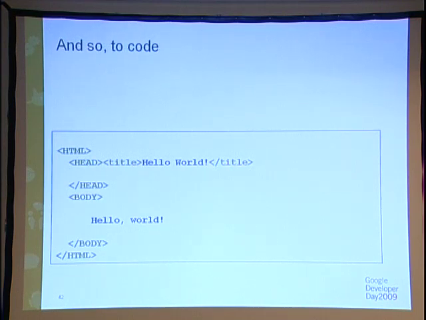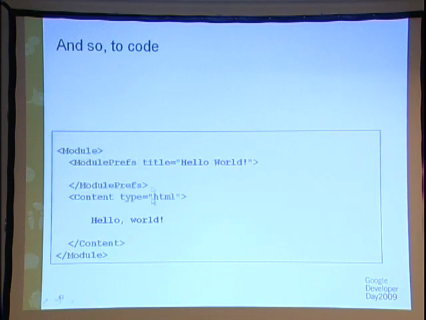Here's a little bit of code. This is what a web page looks like. Hopefully you all know that, even if you're not hardcore developers. HTML tags, top and bottom, head tags where things like title and script tags go, and then body where the actual content that's going to be displayed to the user appears. This is a gadget. You'll see they look pretty similar. Instead of HTML, you have module tags. Instead of head tags, you have module prefs where things like title go. And instead of body, you have content.